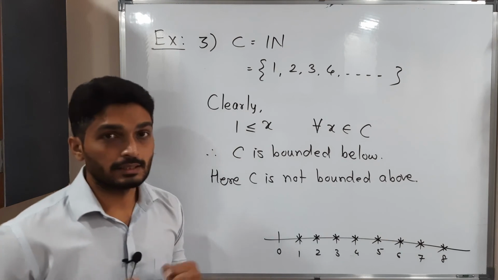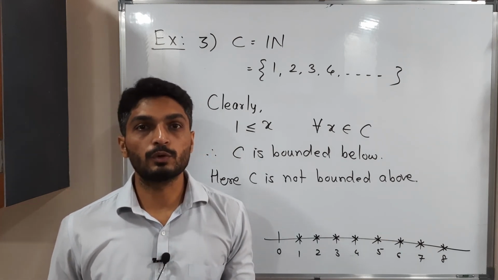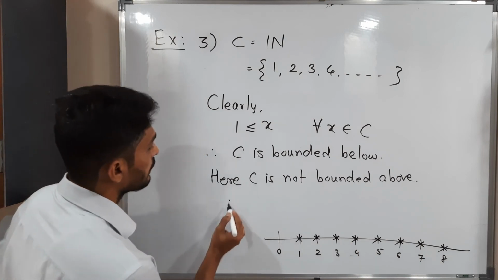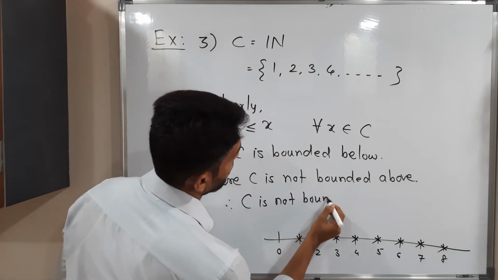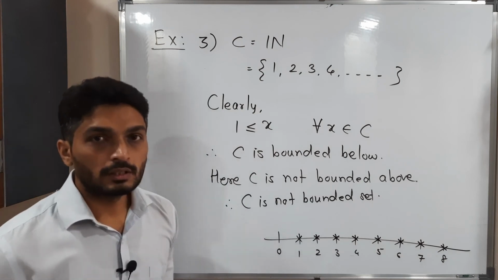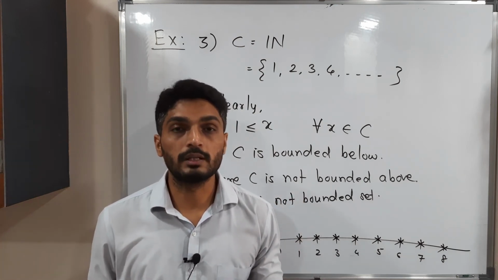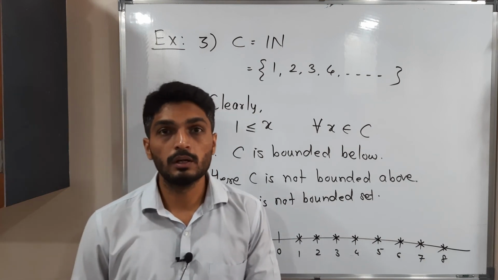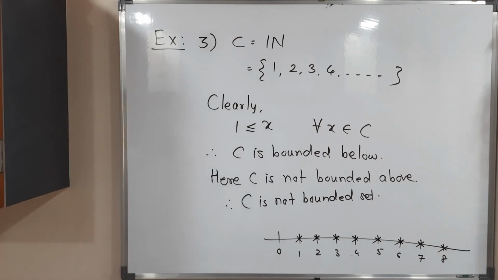So C is bounded below, but it is not bounded above. Therefore we cannot say it is bounded. So I will clearly mention that C is not a bounded set. What is the condition? The set should be bounded below and bounded above, both. Then only we can declare it is a bounded set. Here C is bounded below, but it is not bounded above, so it is not a bounded set. Make a screenshot of it.